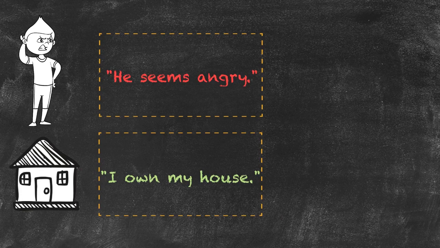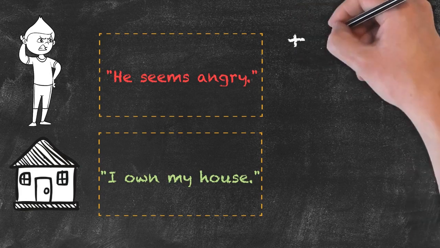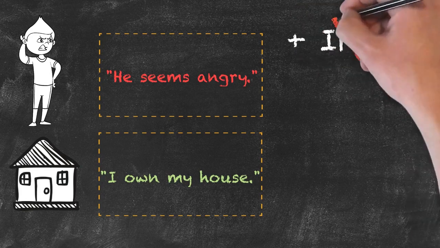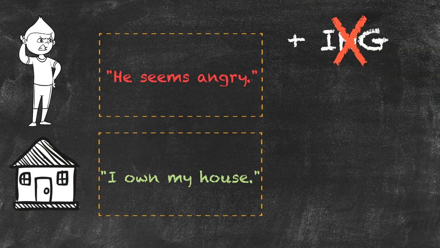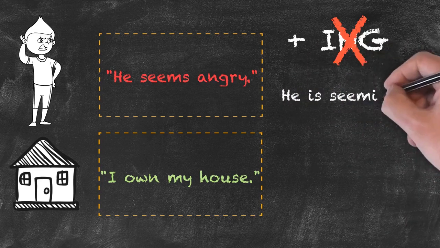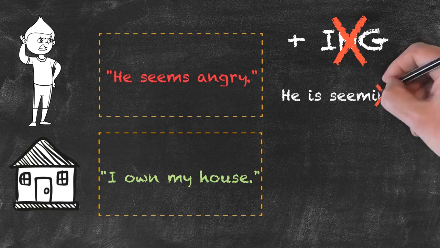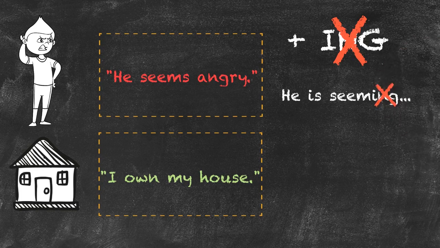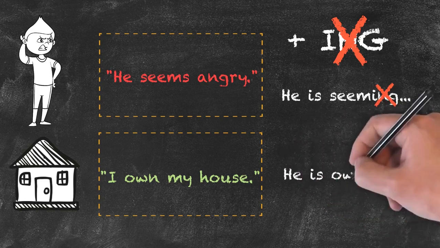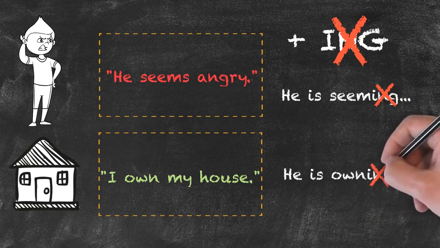A very big differentiation between the two here as well is state verbs typically don't take the progressive or continuous form. That form is the verb plus ing. As I said before, he seems angry. It would be very awkward to hear someone say, he's seeming angry. Additionally, own. I said, I own my house. It would seem very awkward to hear somebody say, he is owning his house.